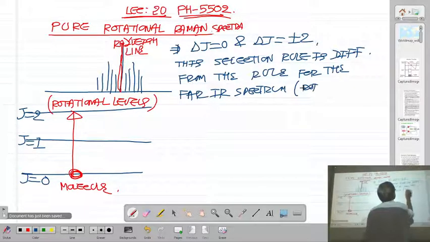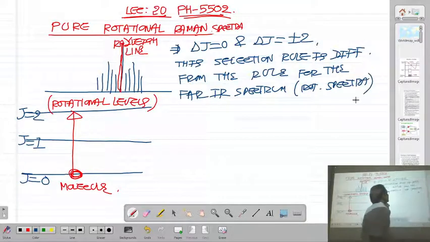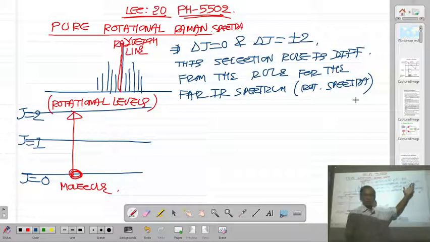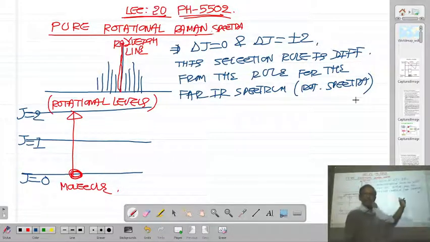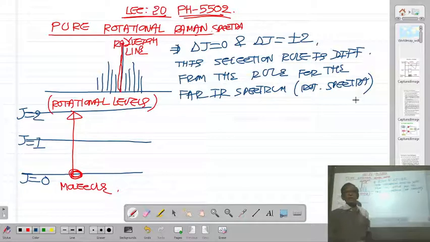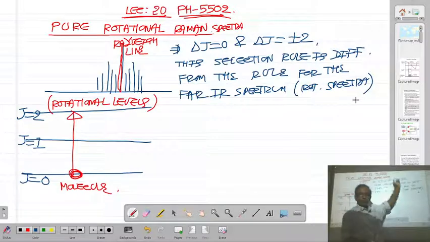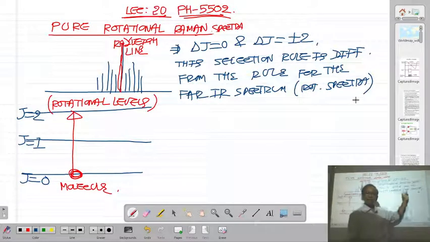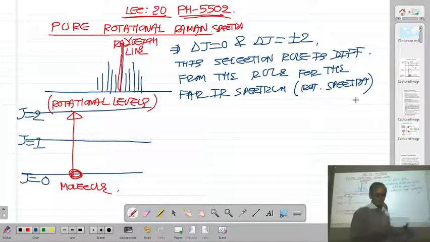This is a rotational spectrum. So you should understand, when I write far infrared spectrum, it is a pure rotational spectrum. When I write near infrared spectrum, it is a vibrational spectrum. Far infrared spectrum is rotational spectrum, near infrared spectrum is a vibrational spectrum. So delta J 0 and delta J plus or minus 2 is the selection rule for pure rotational Raman lines, and this selection rule is different from the selection rule of pure rotational spectrum or far infrared spectrum.